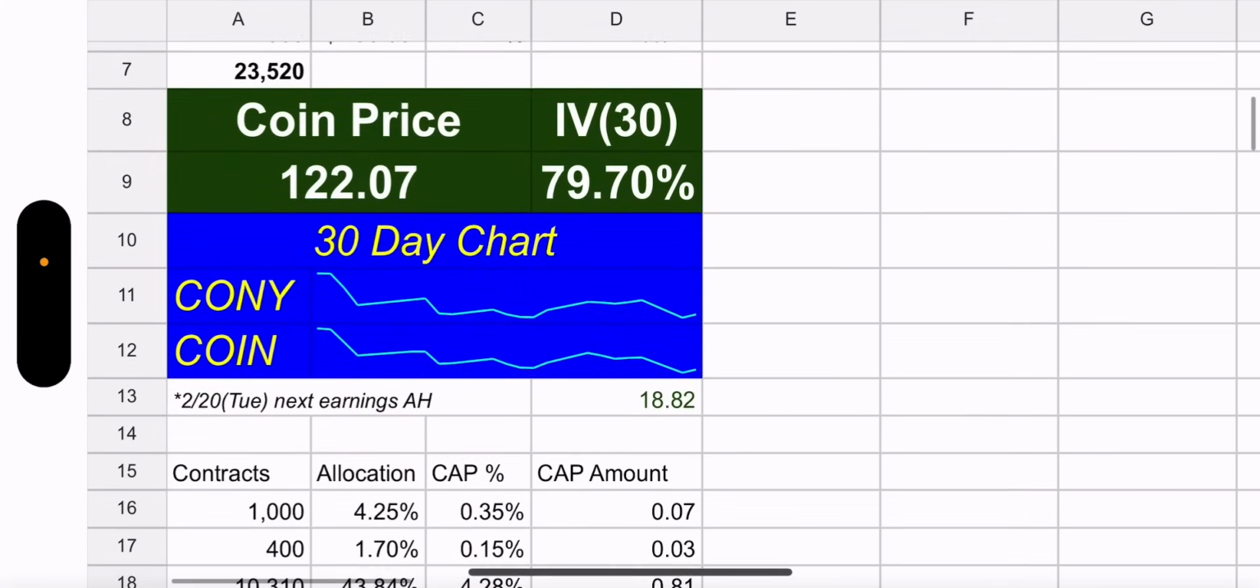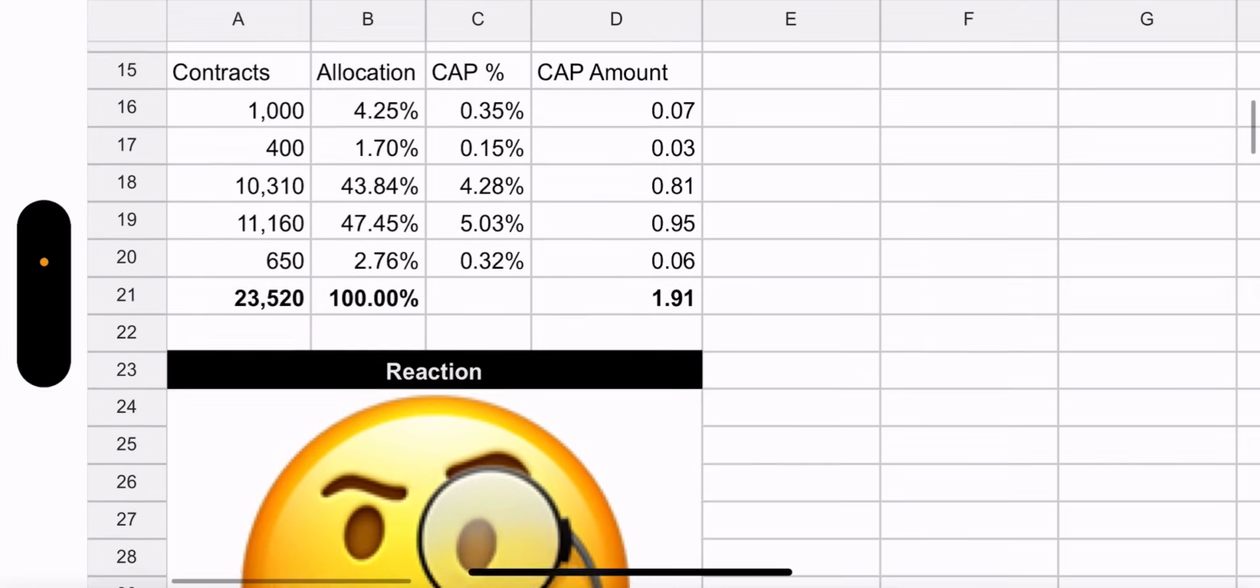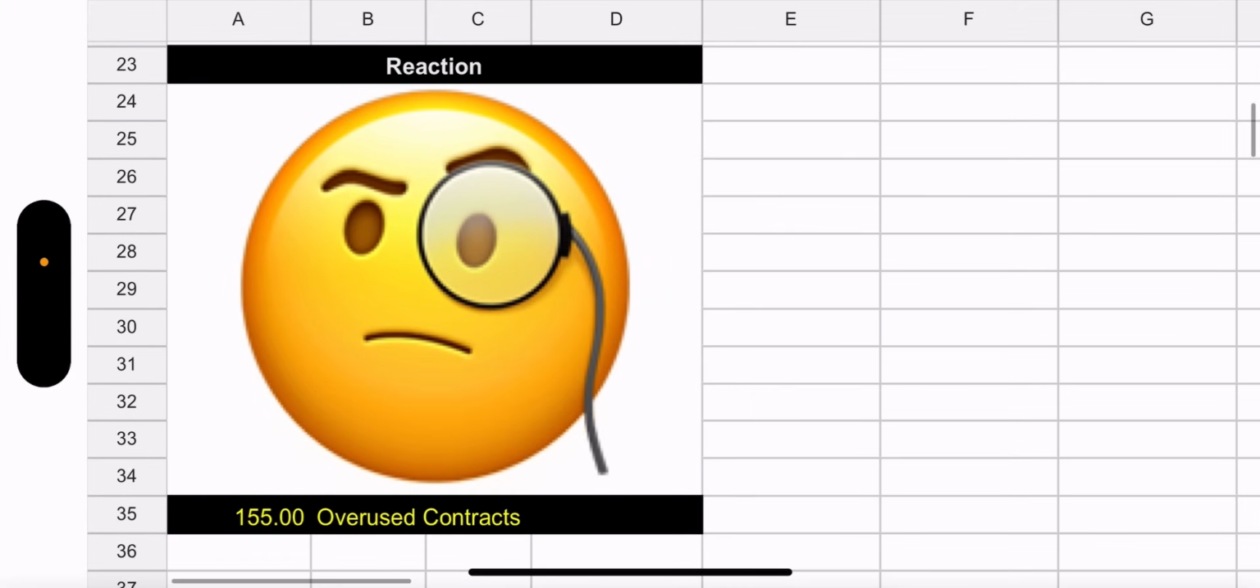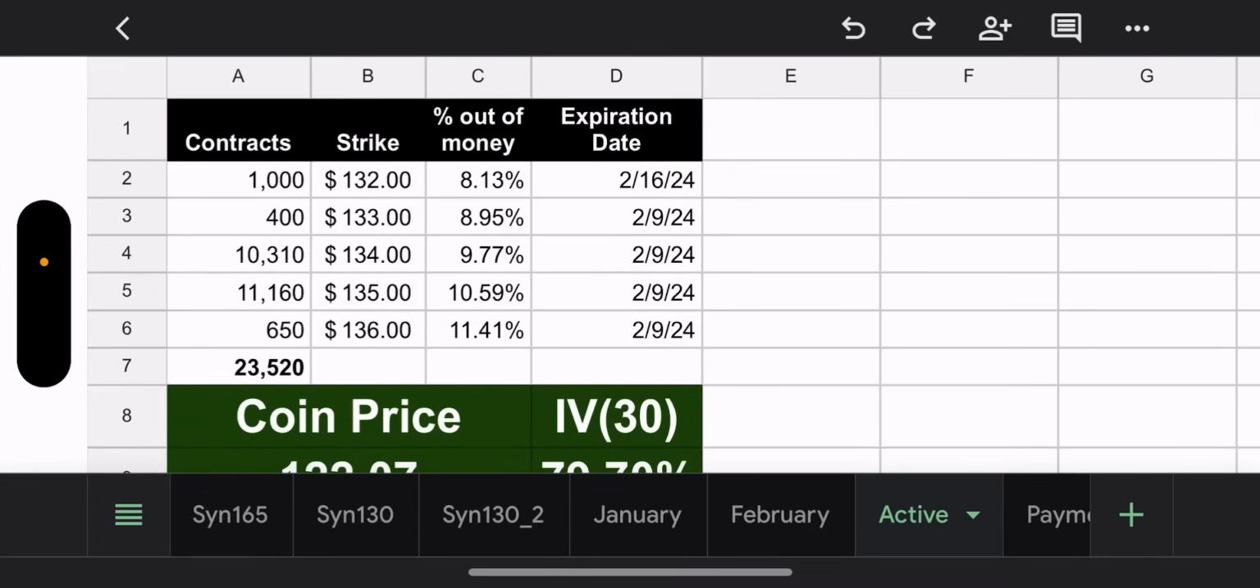I don't want to sneak ahead, but on the bottom, 155 overused contracts. But again, I think today it'll be fixed, so I wouldn't be too concerned. It probably goes against what's in the prospectus, but we'll see.